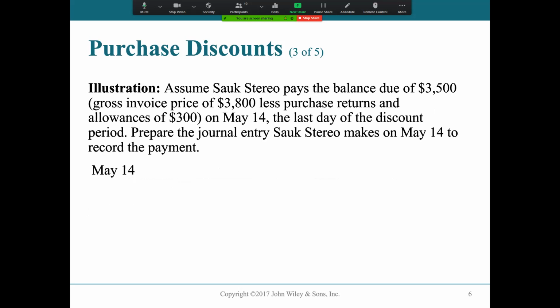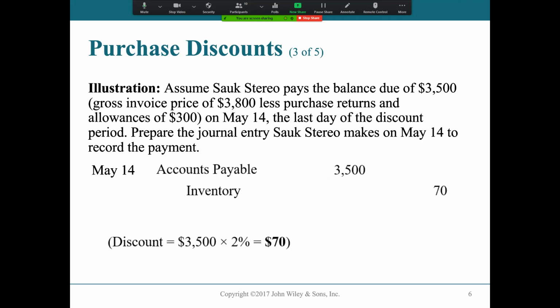So here's an example. Sox Stereo pays the balance due of $3,500. The gross invoice price was $3,800, minus their return of $300 that we did earlier. On May 14th, the last day of the discount period, they pay the amount due. So if they owe $3,500 and they pay within the discount period, we're going to record it this way.